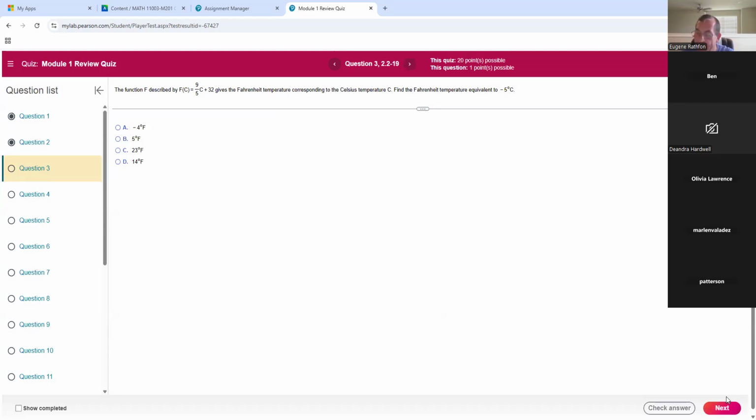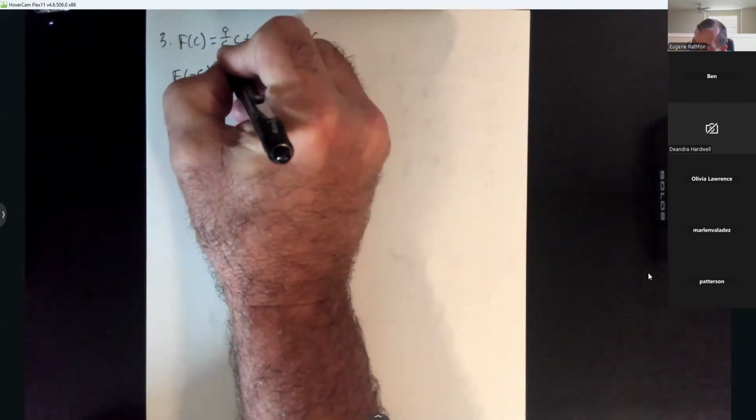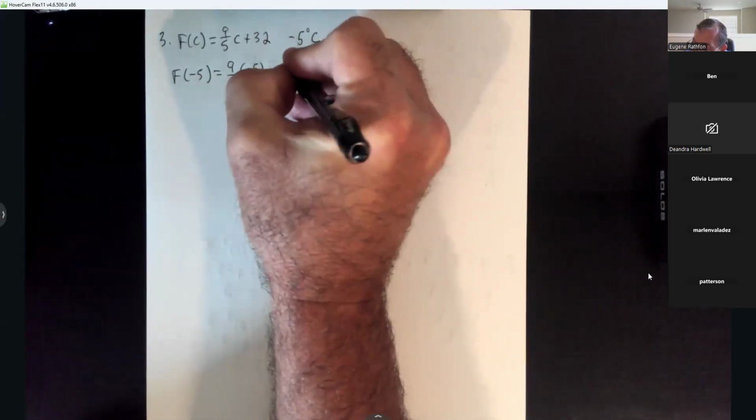All right, so this was the Fahrenheit function. F of C equals 9/5 C plus 32. They want to know what Fahrenheit temperature is equivalent to -5 degrees Celsius. So basically, we're putting a -5 in for the C, and we're going to see what we get. So we're finding F of -5. That's going to equal 9/5 times -5 plus 32.